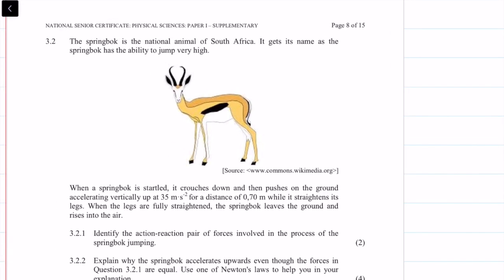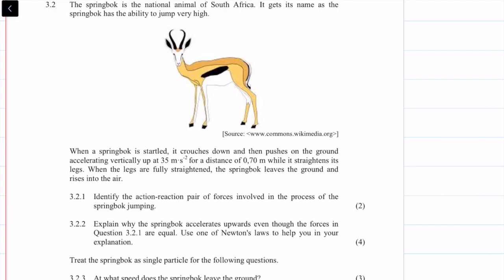Okay, so the springbok is the national animal of South Africa. It gets its name from its ability to jump high, basically. Cool stuff. When a springbok is startled, it crouches down and then pushes on the ground, accelerating vertically up at 35 meters per second squared. So what is this? This is an acceleration. Okay, for a distance of 0.7 meters. So that's a distance.